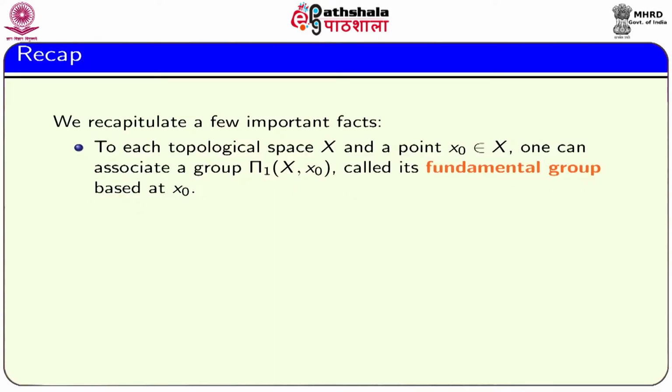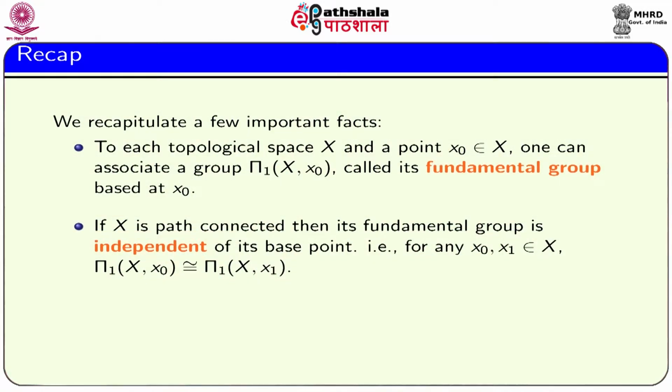We recapitulate a few important facts. To each topological space X and a point x0 of the space X, one can associate a group pi1(X, x0), which we call the fundamental group based at x0. If X is path connected, then its fundamental group is independent of its base point. That is, whenever we take two points x0 and x1 from X, then the fundamental group of X based at x0 is isomorphic to the fundamental group of X based at x1.